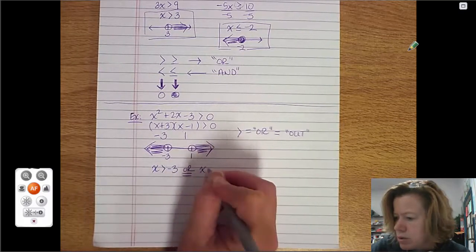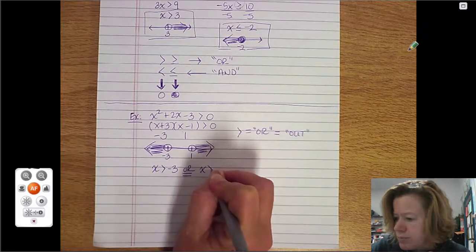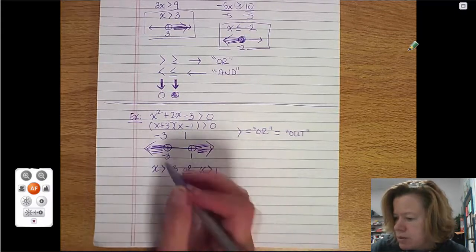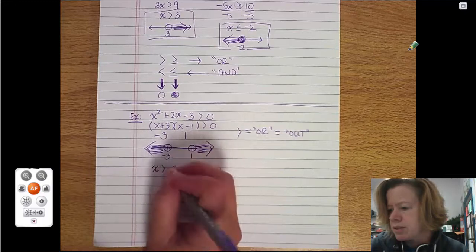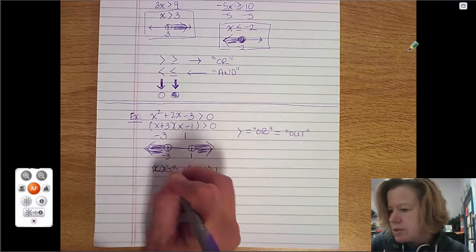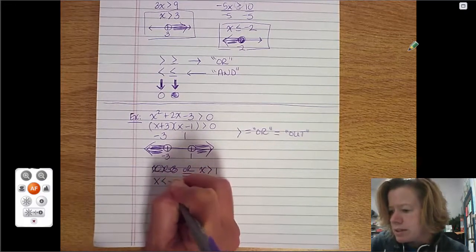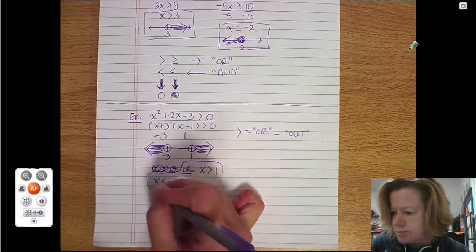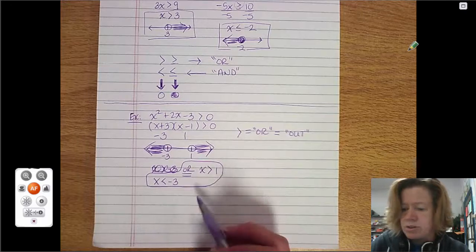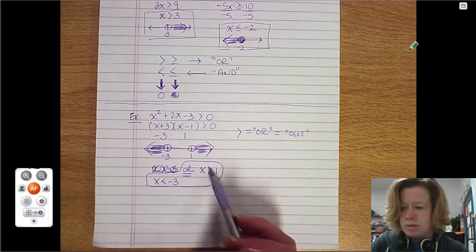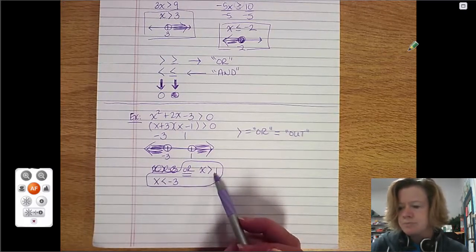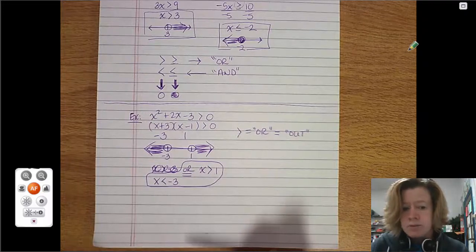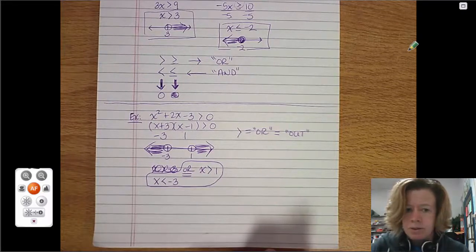X is greater than 1. Actually, hopefully you just caught my mistake. This is everything less than negative 3. So it's x is less than negative 3 or x is greater than 1. There are no such numbers that are both less than negative 3 and greater than 1. Nothing exists. Now, if that's confusing, you can always plug numbers in.